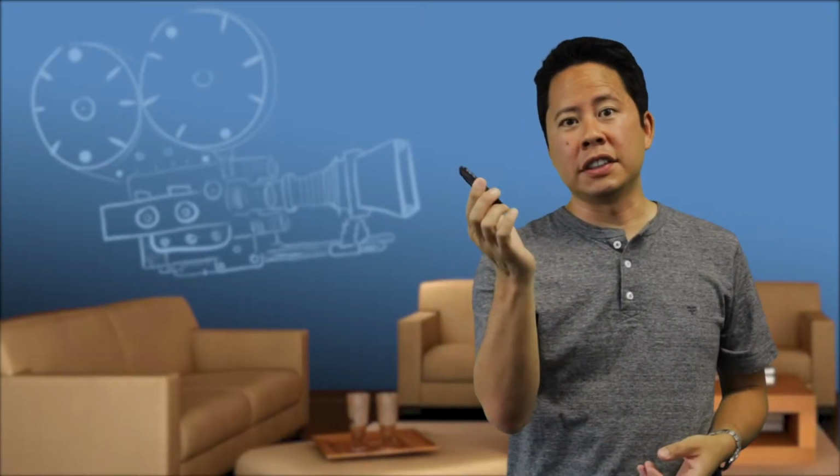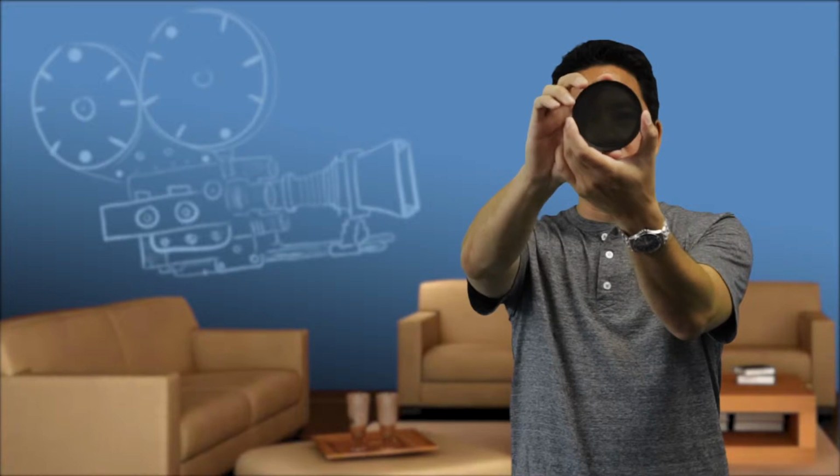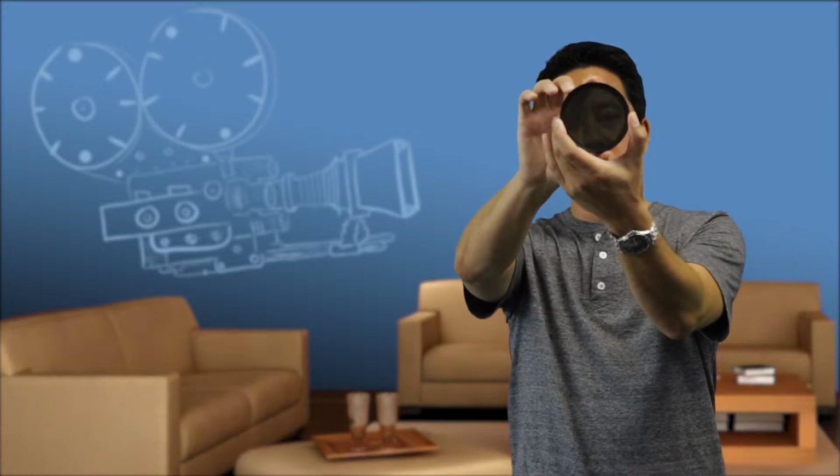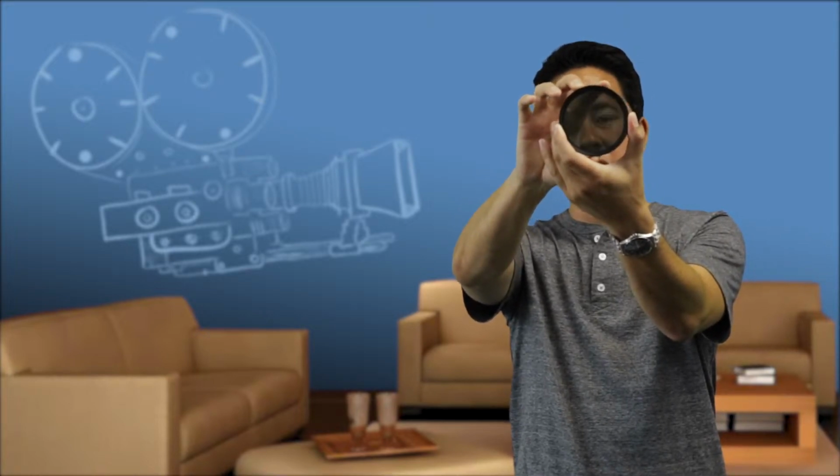Okay, so for tip number 2, I'm going to show you the importance of having one of these in your kit. It's a variable neutral density filter, or ND filter for short. What an ND filter does is it sits in front of your camera on your lens, and it allows you to control the amount of light that comes into your camera. So why don't you come outside with me and take a look and see how this works.